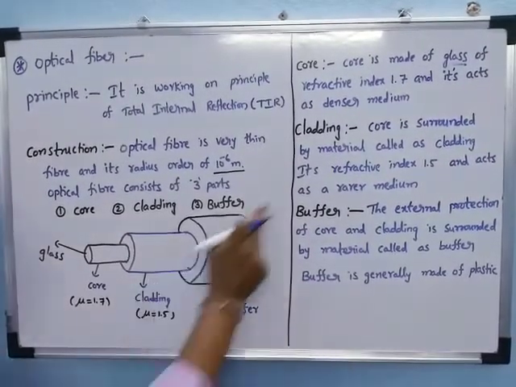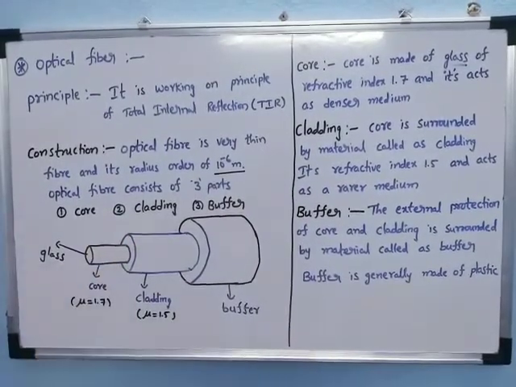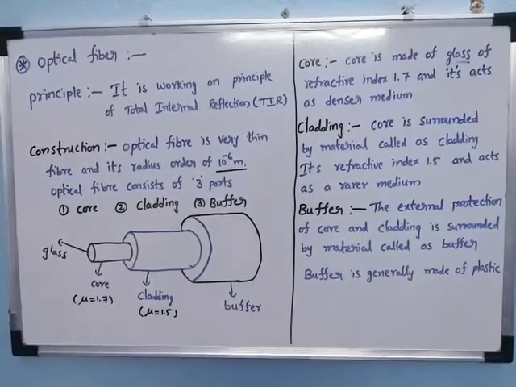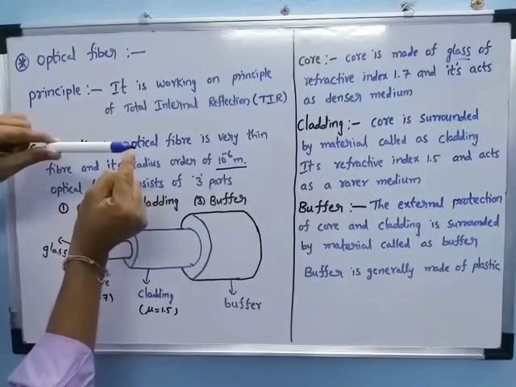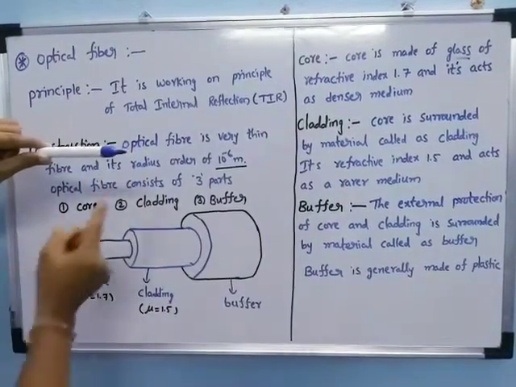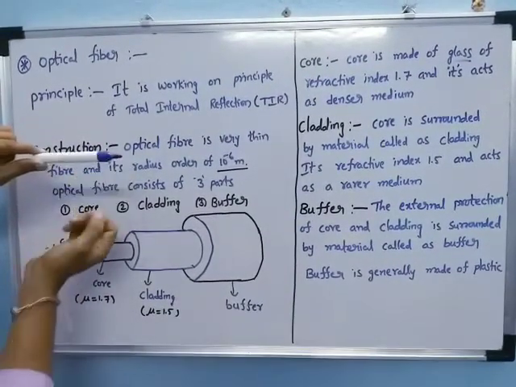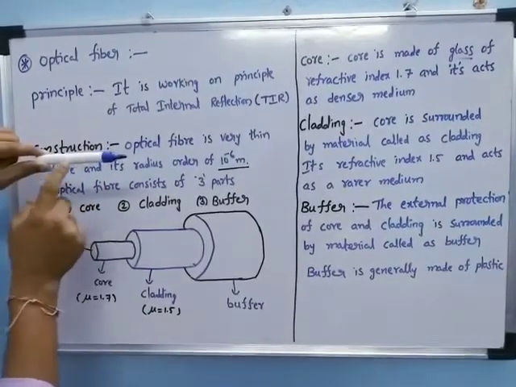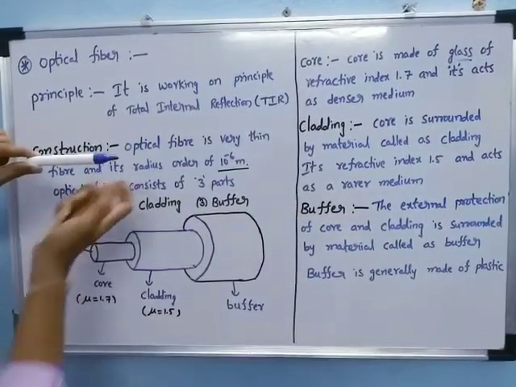The next one is the cladding. The core is surrounded by a material called cladding. The best example: take a marker. This point is indicated by the core. Around it, this blue is the cladding. And after that, this white is considered the buffer. This buffer is the protection of this blue and this black ink.